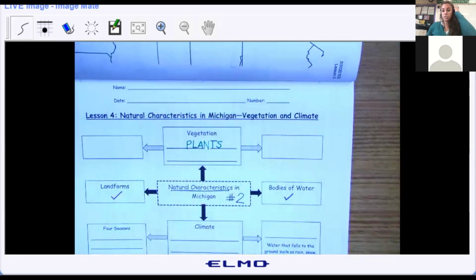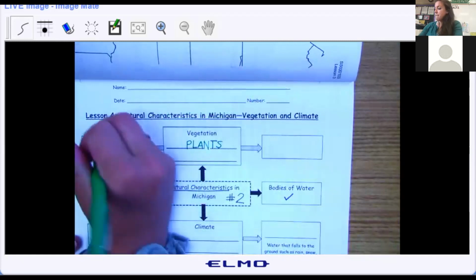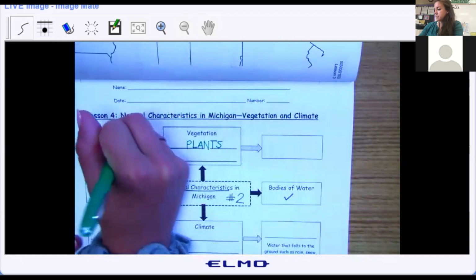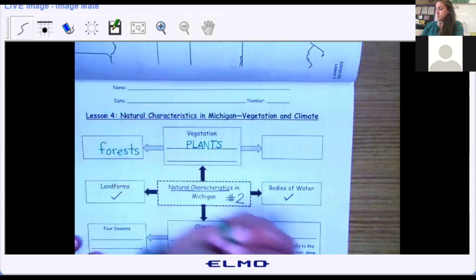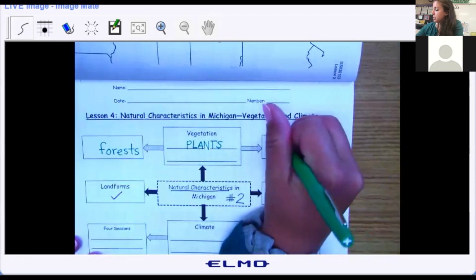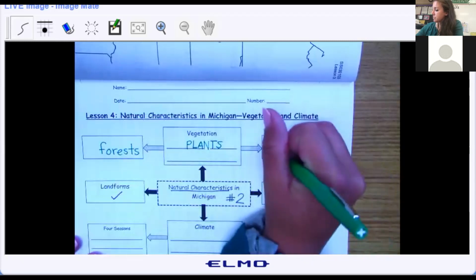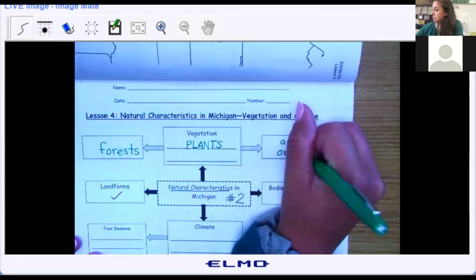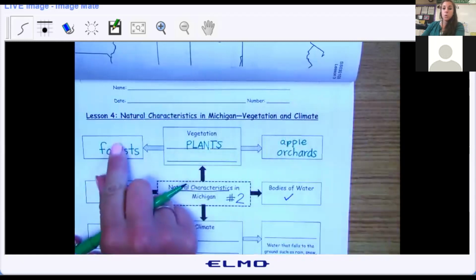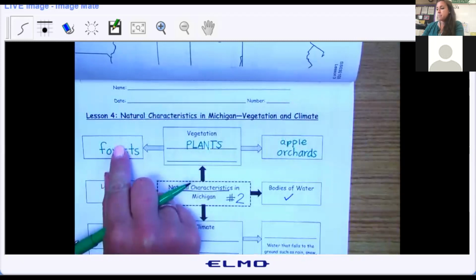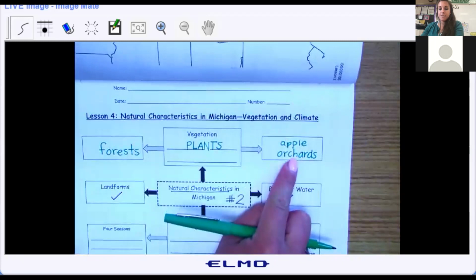Plants. So vegetation means what plants grow in Michigan. There were 2 big types of vegetation that grow in Michigan. Do you remember what they are? They are forests and apple orchards. Michigan makes a lot of money selling wood that we grow in our forests, but don't worry, they've learned to plant new ones. And the apples that we can sell from apple orchards.